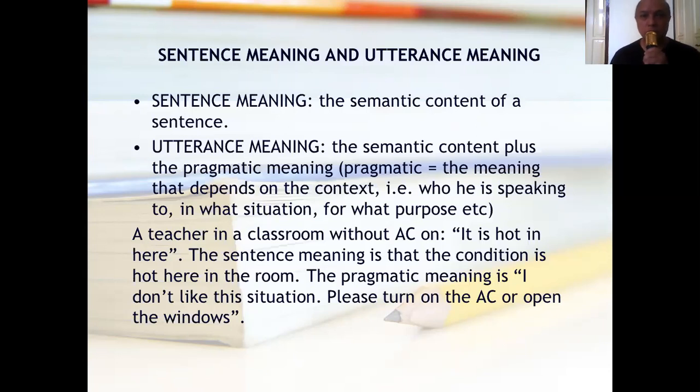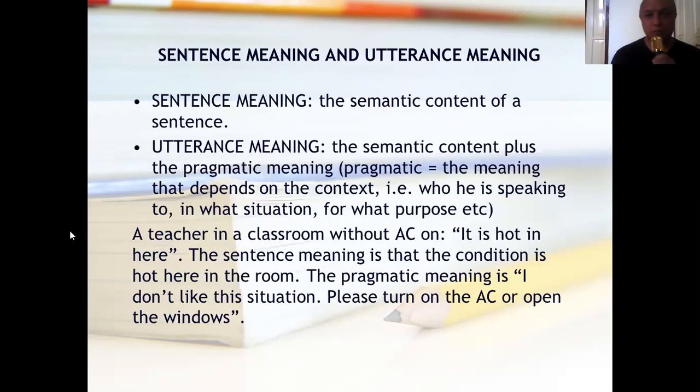So in utterance meaning, we take into account the context, the pragmatic elements of the meaning. So it's not only the meaning of the individual words, but also the meaning as it is related to the context, to who the person is speaking to, what kind of purpose he or she wants to achieve, and probably what kind of politeness he or she is applying. These kinds of pragmatic elements determine the utterance meaning.